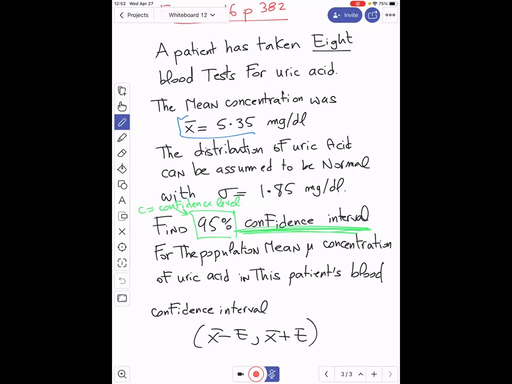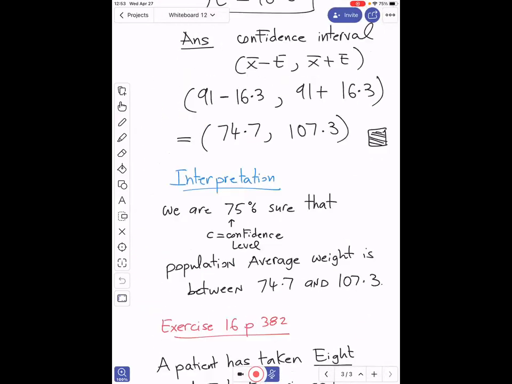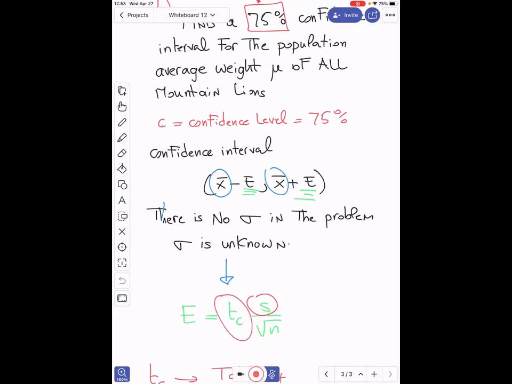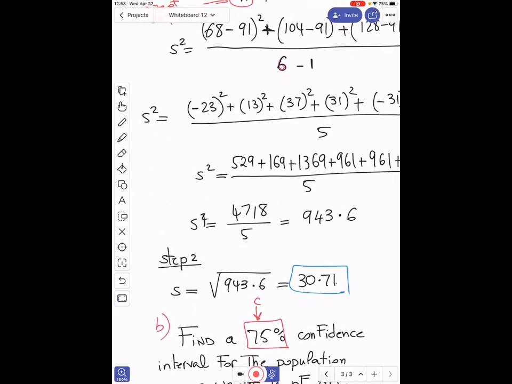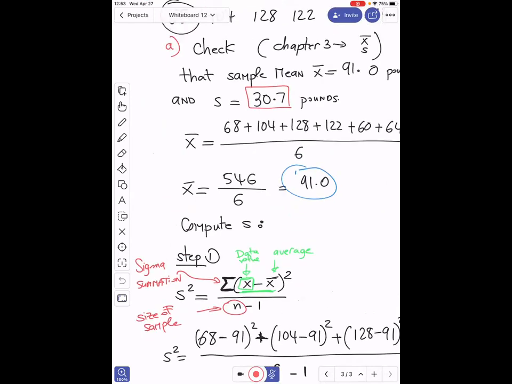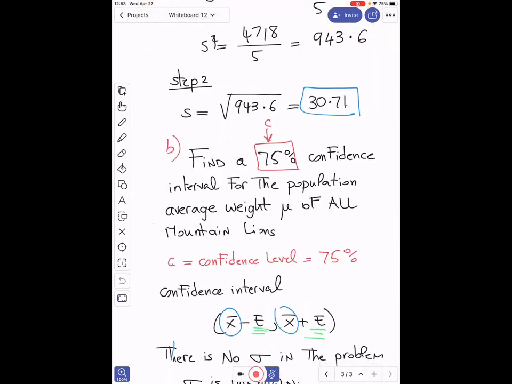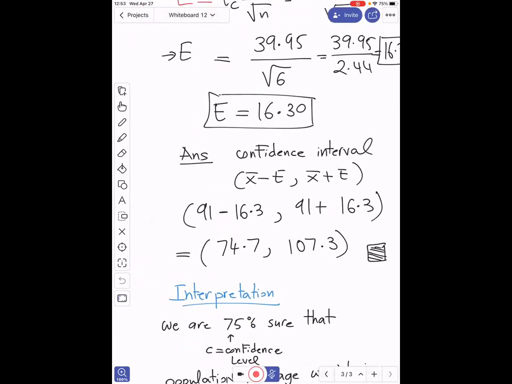The X bar is given in this problem, right? You have the mean concentration X bar. This patient took 8 blood tests for uric acid, and the sample mean was 5.35. The difference with the previous exercise is that there we had a sample of 6 lions, and we had to compute the X bar from the data values, the average. Here the average was given, so there was no sample here.